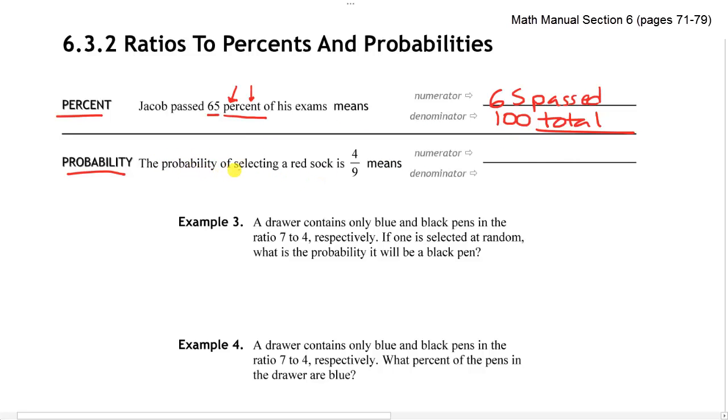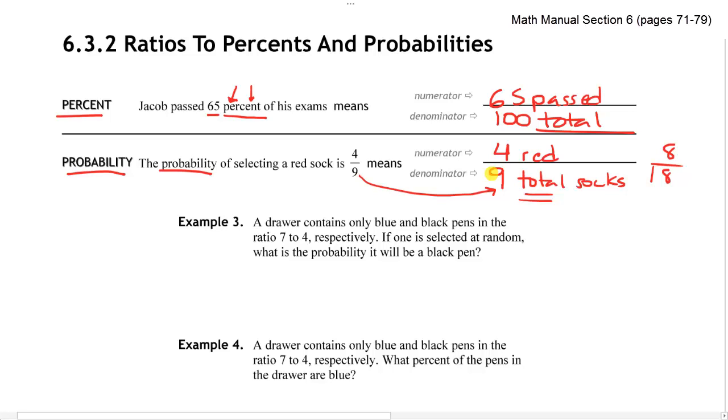If a question says the probability of selecting a red sock is 4 over 9, that means that there are 4 red for every 9 total socks. It would be weird to have 9 total socks because one of them would not have a friend to pair up with, but this obviously could mean you have 8 out of 18 total socks, and then that would make more sense. But again, the point here is that in probabilities, this denominator is always a total. This 9 is a total, 4 out of 9 total.